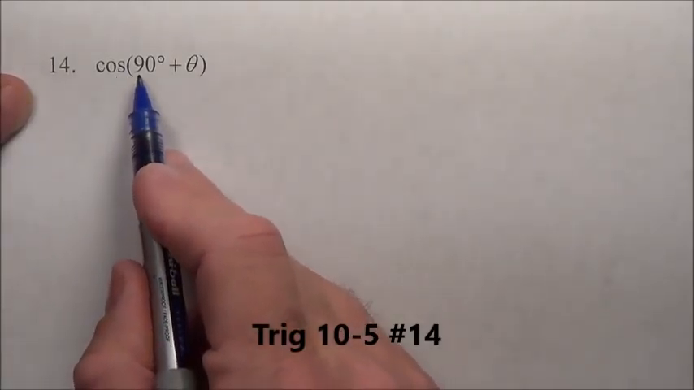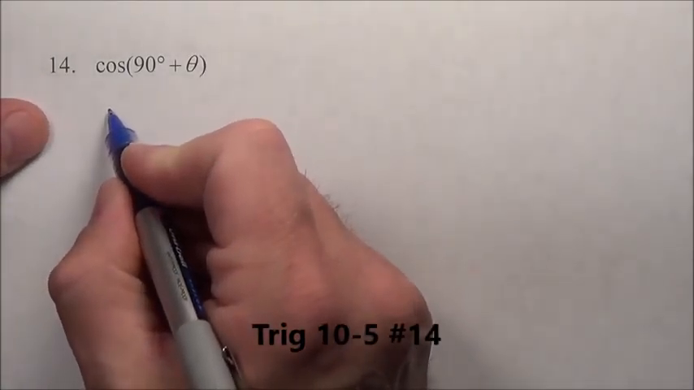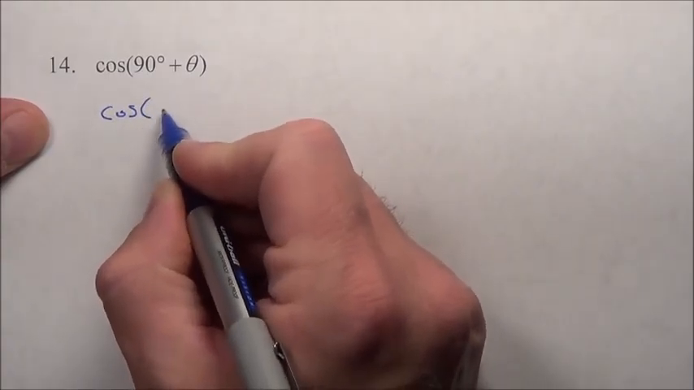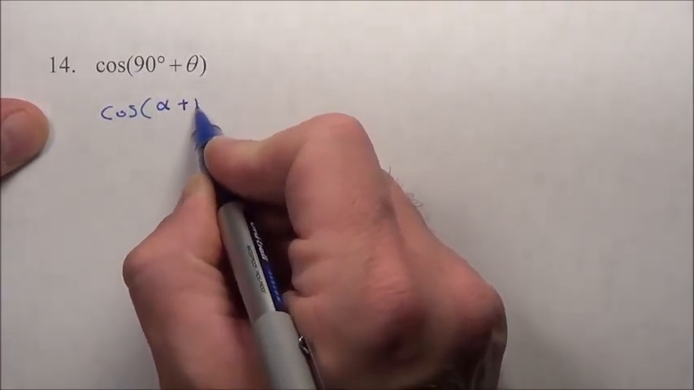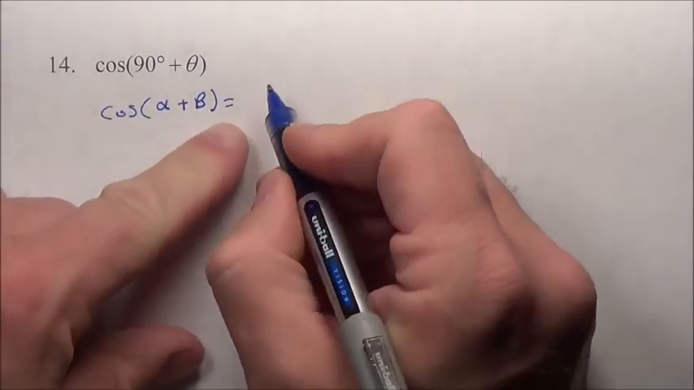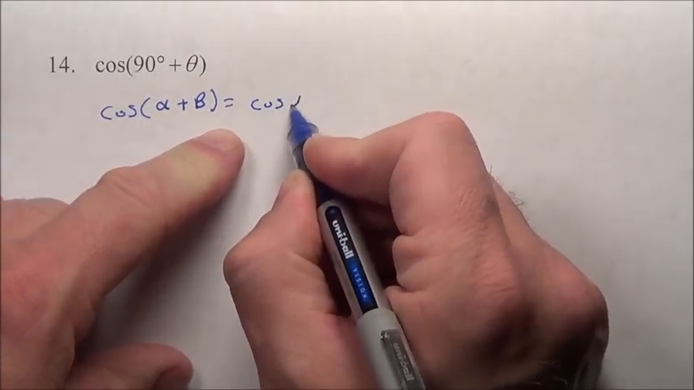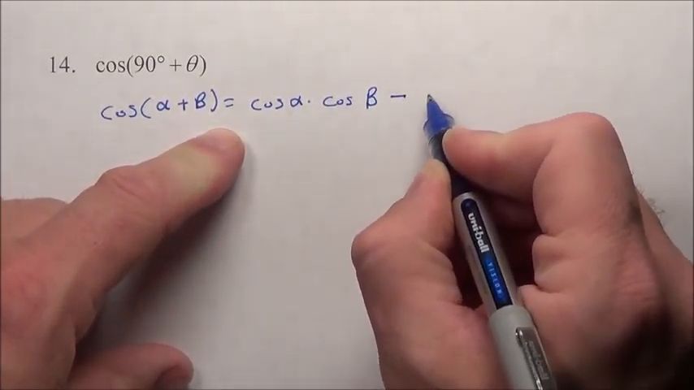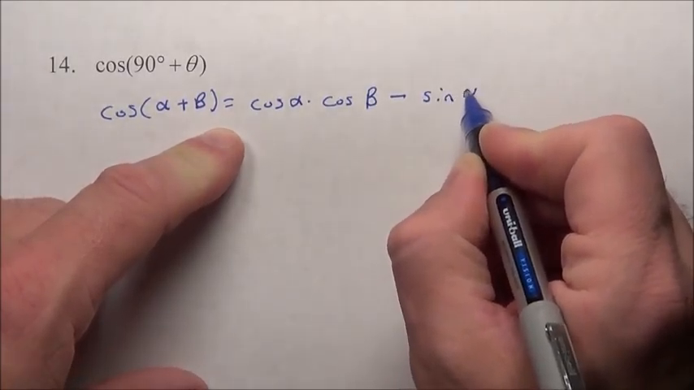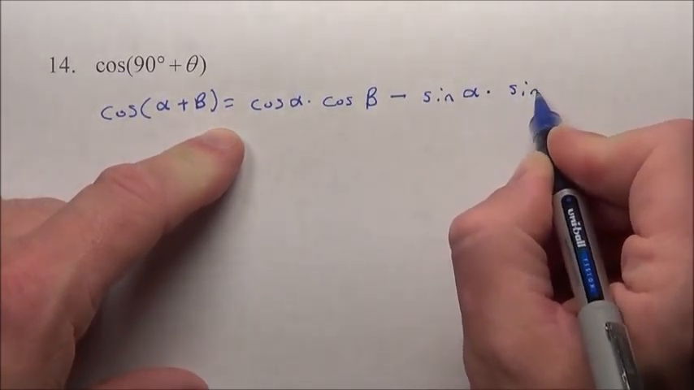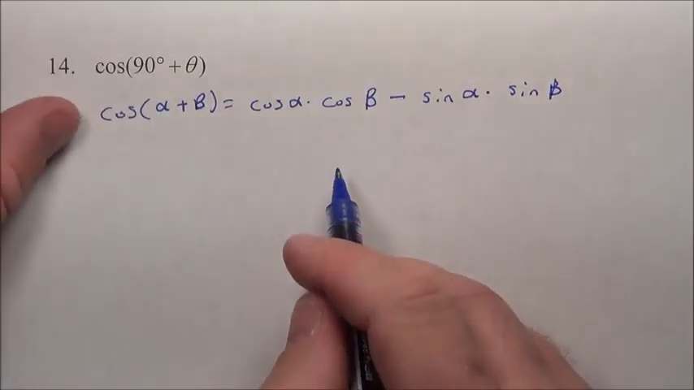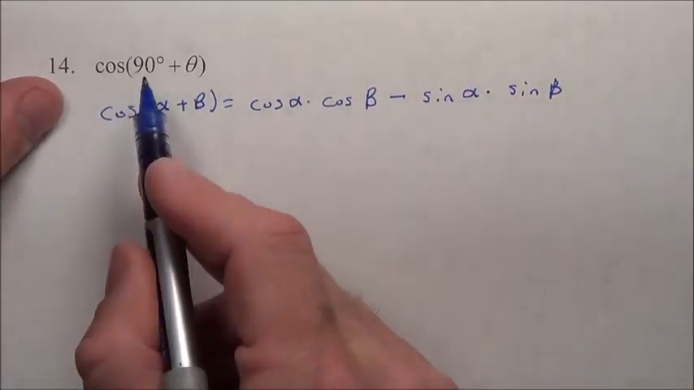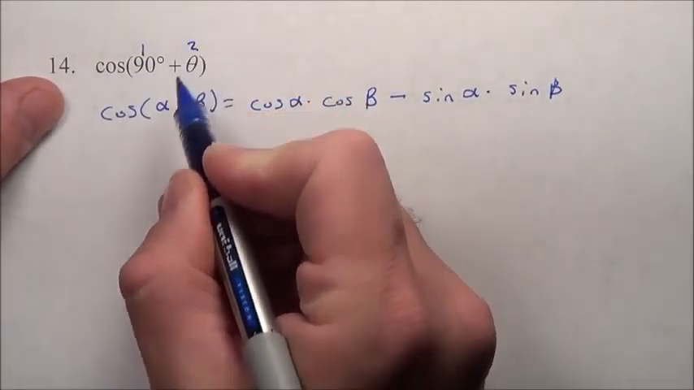Problem 14 is the cosine of two things being added. Well, if you remember the formula, the cosine of alpha plus beta, that's going to say do the cosine of the first piece times cosine of your second piece minus sine of your first piece times sine of your second. So our first and second piece, here's your first piece right here, here's your second.